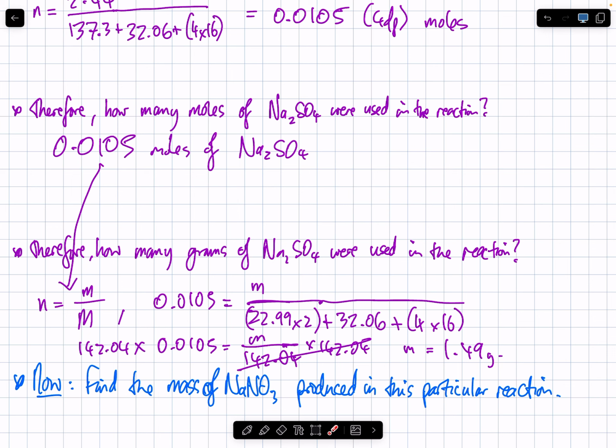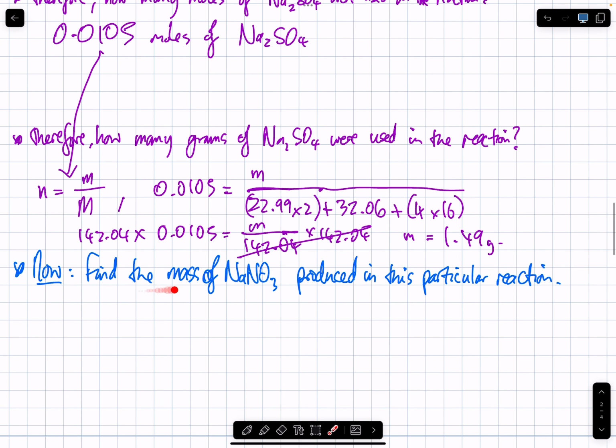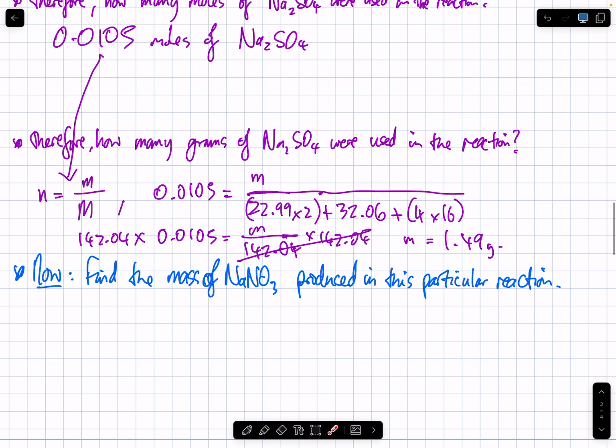Your challenge now: can you please use these calculations as an example? Can you work out what mass of the other product, NaNO3, was produced in this particular reaction? Go. Can you please work out in that reaction?